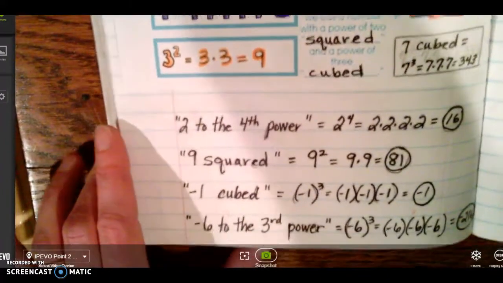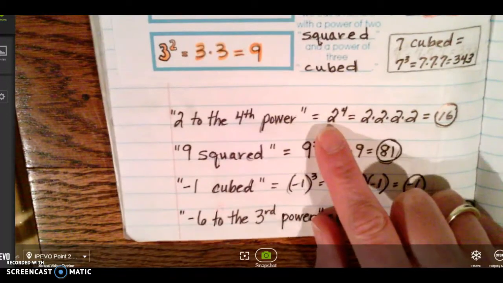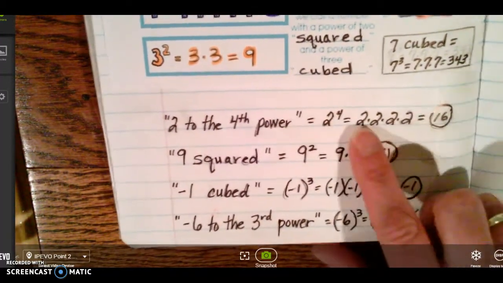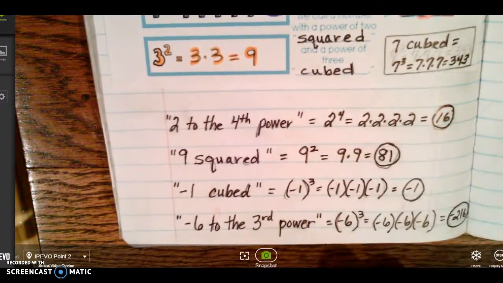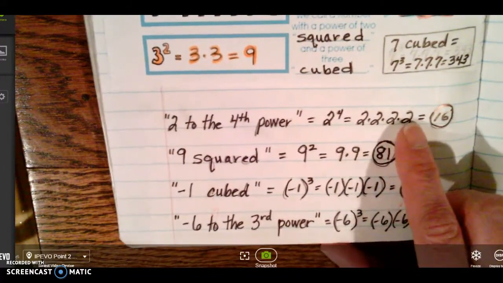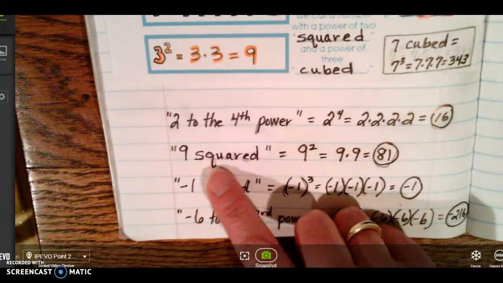The first one, 2 to the 4th power. This means our base is 2 and we're raising it to the 4th power, which allows us to take 4 separate numbers. We're taking 2 to the 4th power, so 2 times 2 times 2 times 2, and again that gives you 16. The next example is 9 squared.